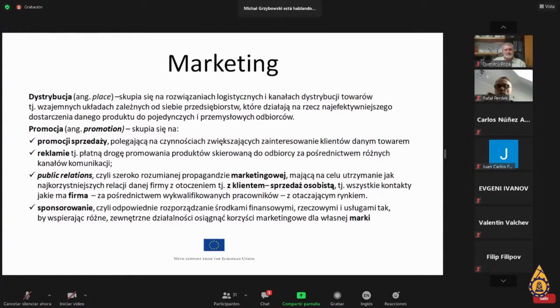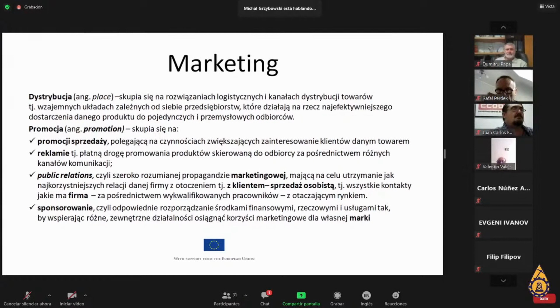So promotion. Promotion involves the promotion of sales. So we try to attract the attention and interest of the clients. Then we have advertising, of course, paid advertising on the internet, in TV, sponsorship. So managing the funds, services in an appropriate way so that the company could solicit benefits for its own brand.